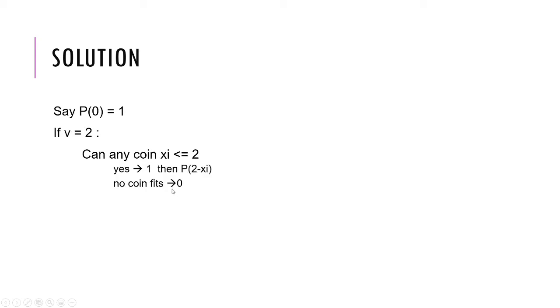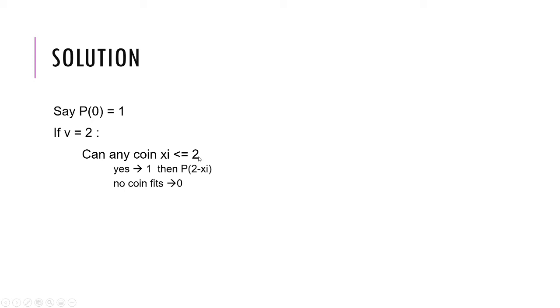Then you repeat the same exercise with v equals 2, and then 2 minus xi. The other thing to keep in mind is that this equation guarantees that you're not going to go negative, because you're not going to try any coin larger than 2. And therefore our boundary condition still holds.